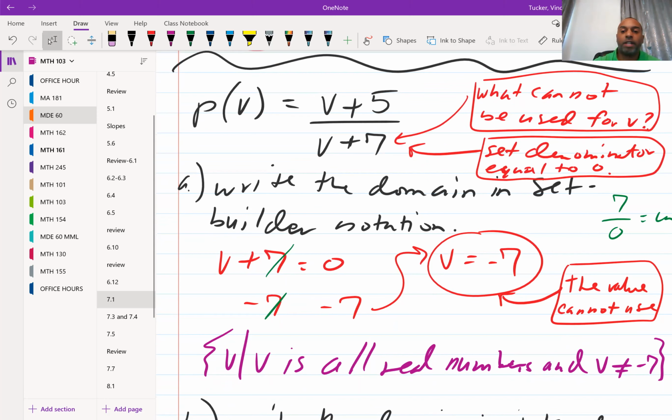So if I want to write it in set builder notation, that's what it asks for, you have V, then use the line, then describe what you're talking about. V is all real numbers, and V cannot be equal to -7. So you can use everything else, you just cannot use -7. That's what that's saying.